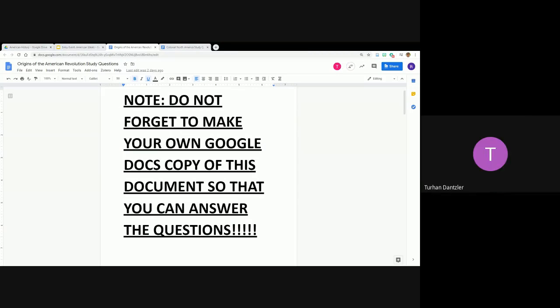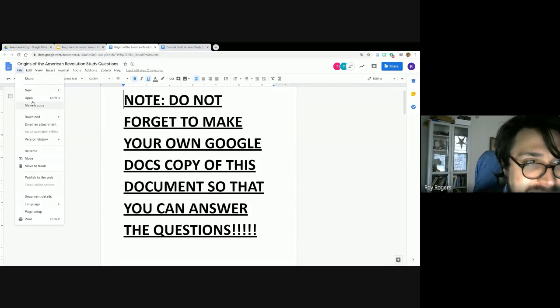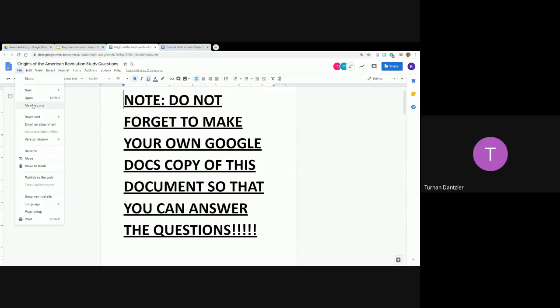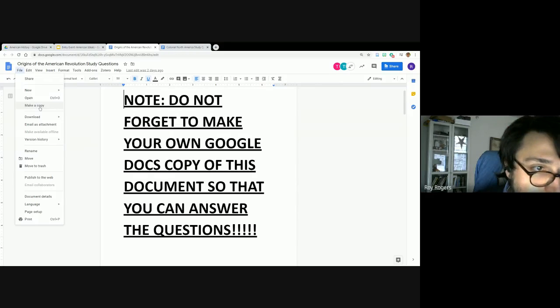You can do that now, whenever you want. Click on File and then go to Make a copy. It's the fourth option, Ron. You see where it says Share, New, Open, and then Make a copy? You want to click Make a copy. Does that make sense? Yes.